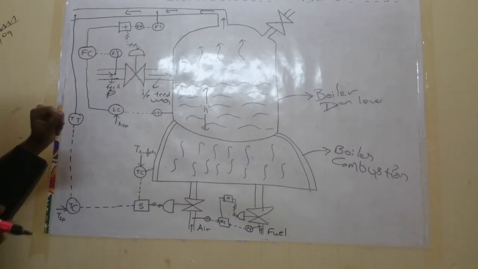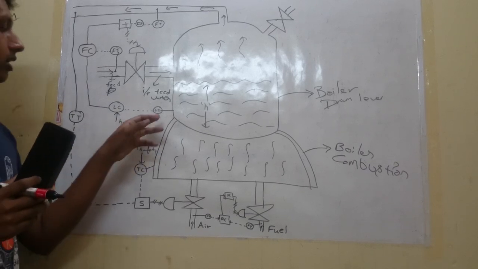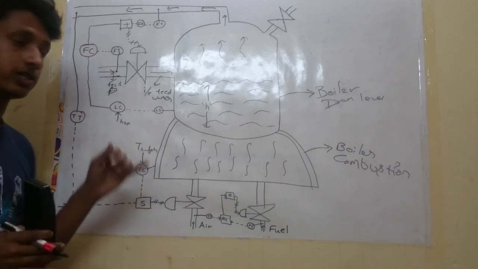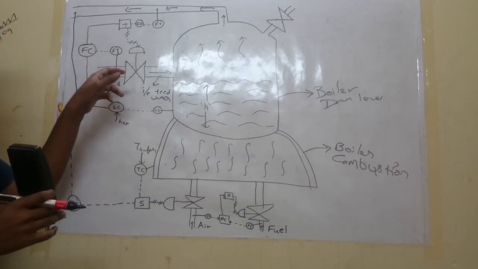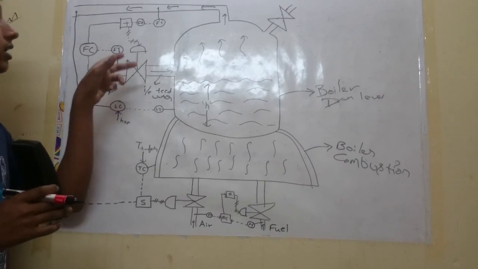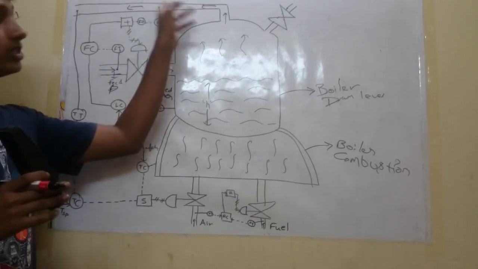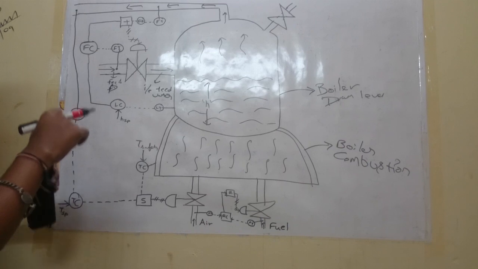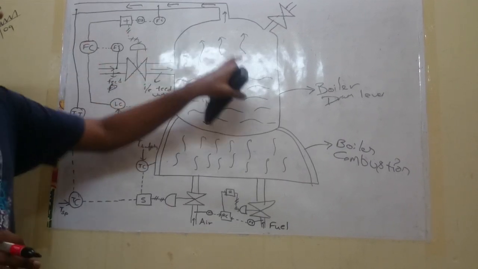Why is it called three element? I have told that we are using three measurements: one for level, another for input feed water, and another for output steam flow. So this is the boiler drum level.